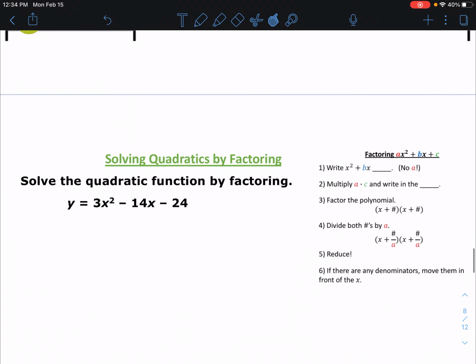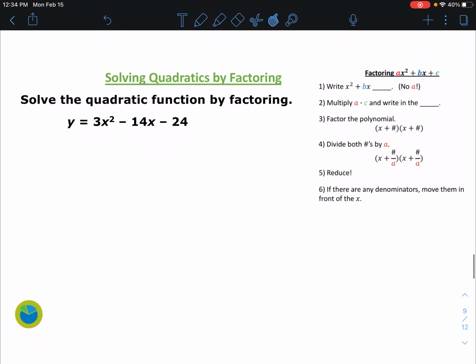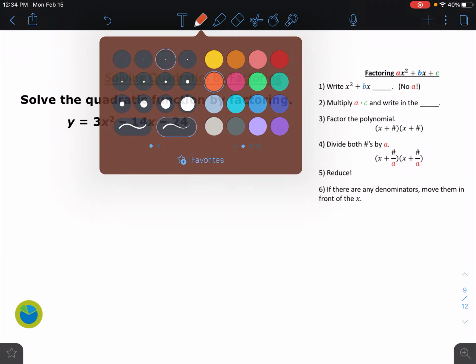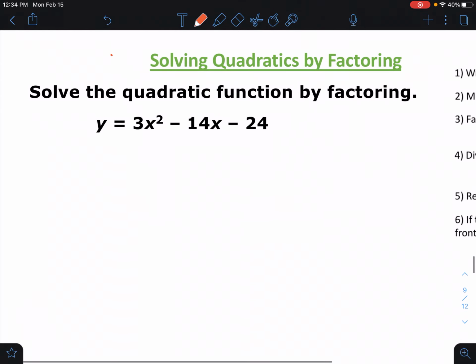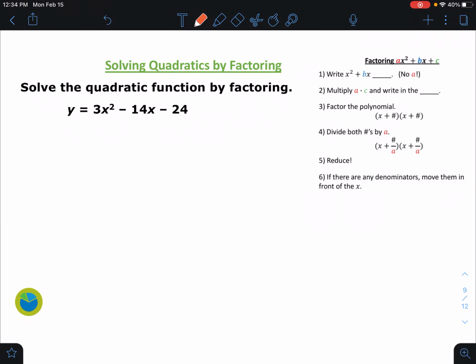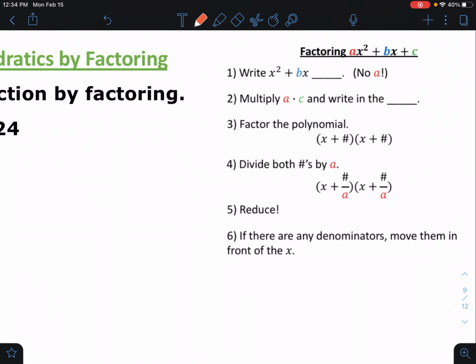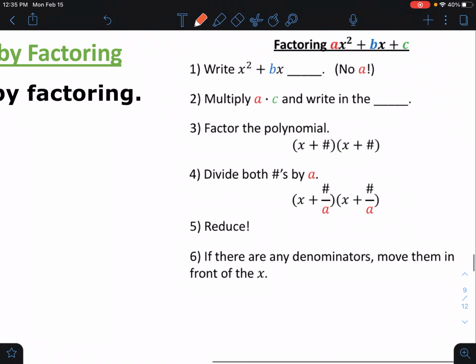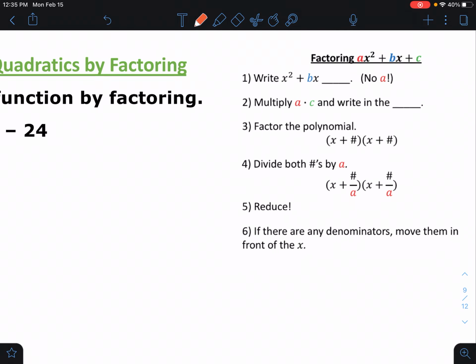All right. Now, what do you do if you need to factor and your leading coefficient is something other than 1? Okay, in this case it's a 3. Then you have to use a different method. And I taught this to you in algebra before, but I also put those steps right here if you want to review those. That's how you factor ax squared plus bx plus c.